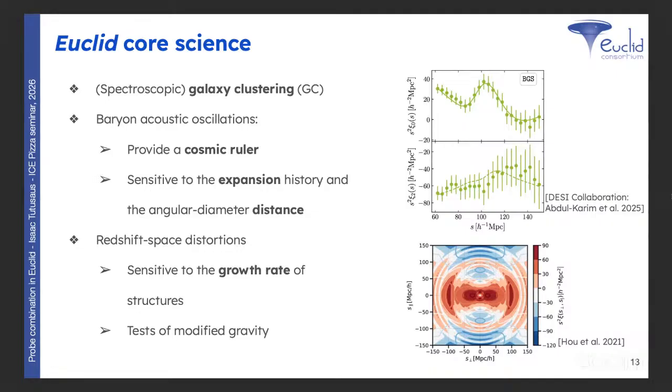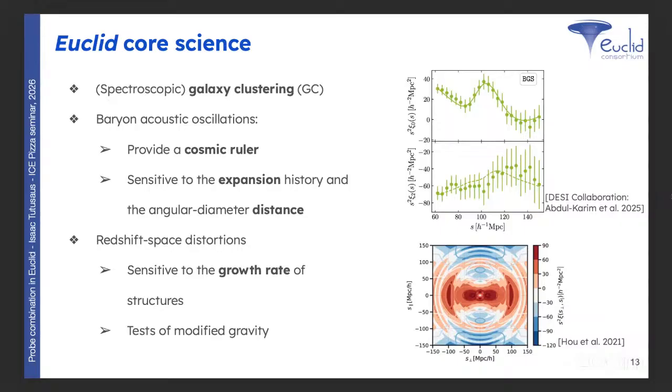Another thing that we will do with the spectroscopic data is to look at redshift space distortions. So now if we go back to these oscillations, they are isotropic. The thing is that we do not observe galaxies in real space. We always observe them in redshift space, which means that if galaxies have peculiar velocities, they will distort this isotropic shape. And this is exactly what we see here.